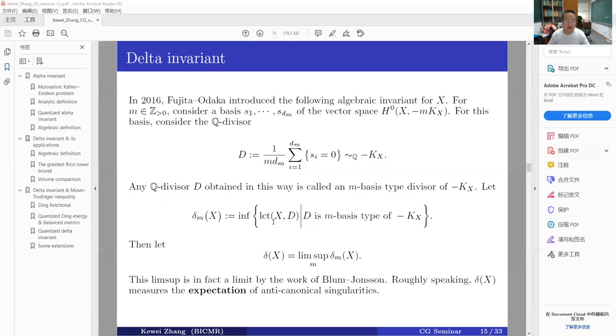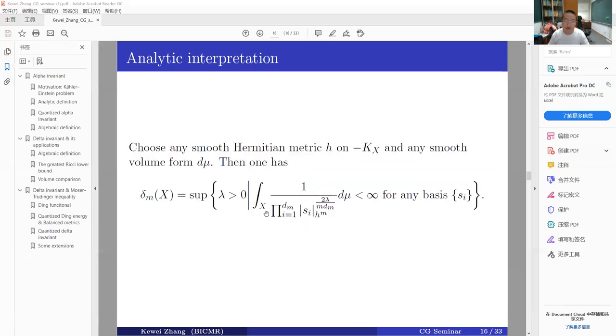There's one way to do it, which is using the language of complex geometry. So this is easy. You just take any basis of your vector space and you take the product of these sections using some chosen Hermitian norm, and then you consider this integral. This is just a very easy translation of the previous definition, because the previous definition uses the language of LCT, which can be translated into this integrability. Okay. But this is not enough. Basically, this is not doing anything.